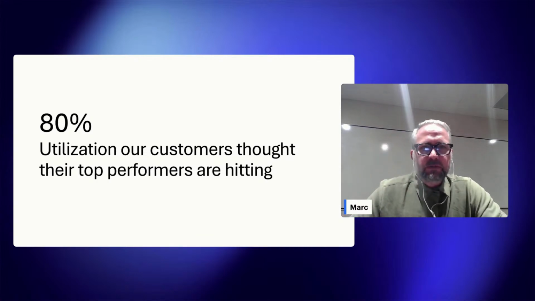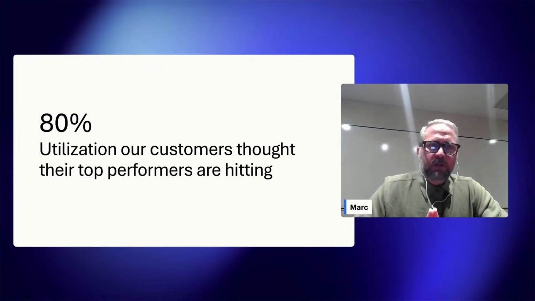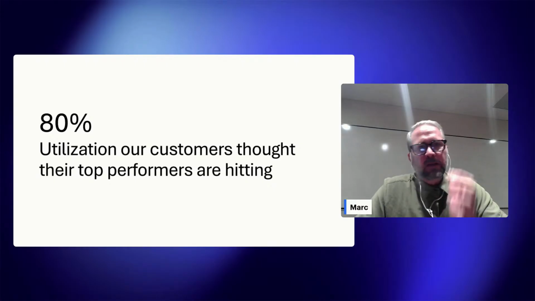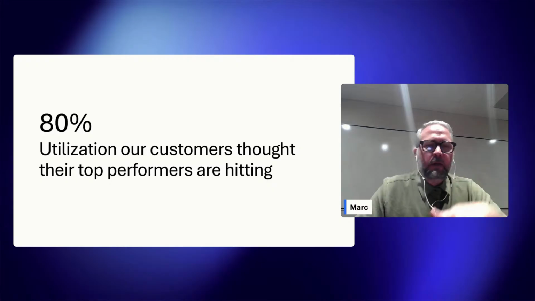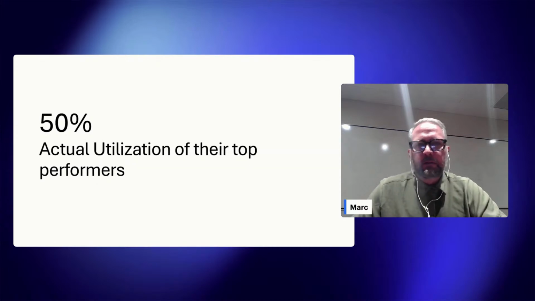80% of the customers that we onboard with our PSA app, going into the projects, we always ask, what do you think your utilization is for your top performers? Almost universally, our customers will tell us that their utilization is around 80%. So if you look at 1,950 billing hours in a year, their top performers are billing 1,600 hours, somewhere in that mark. The reality is much lower.